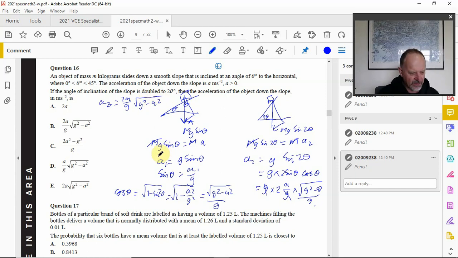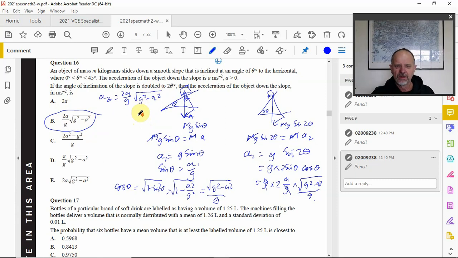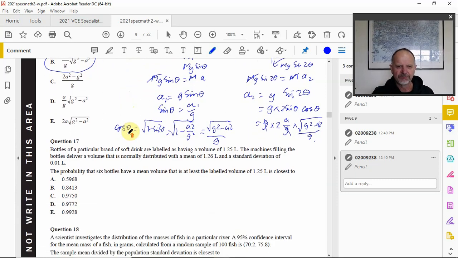All right, so we're looking at which one is that. That is B. All right, so getting towards the end, they're getting a bit more involved here. Question 16 done, now question 17.